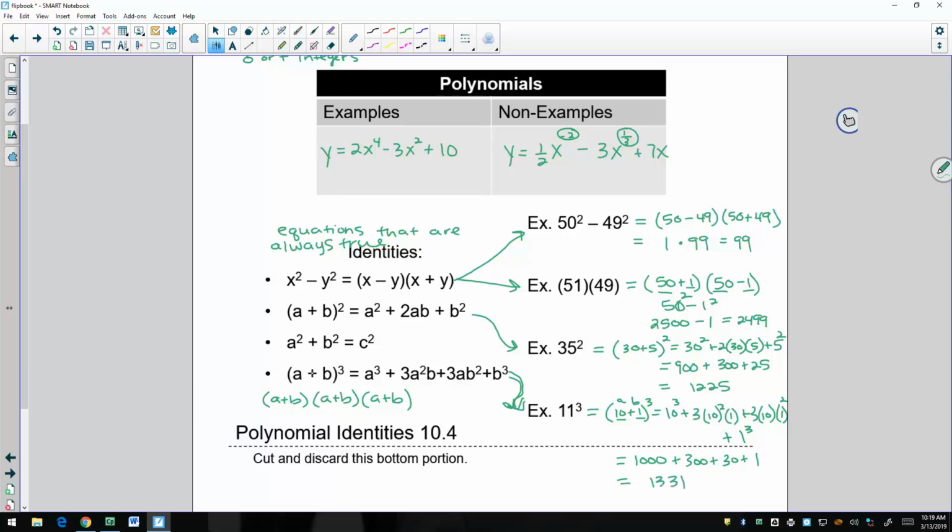So this was practice with just using these identities to help us evaluate problems a little quicker and easier without a calculator. So that was it for lessons 3 and 4.